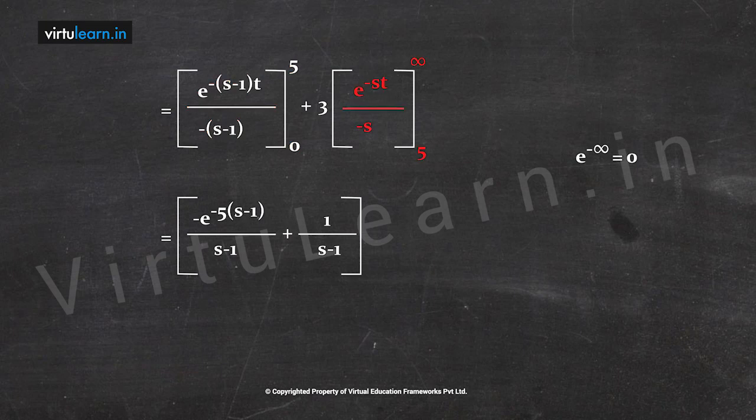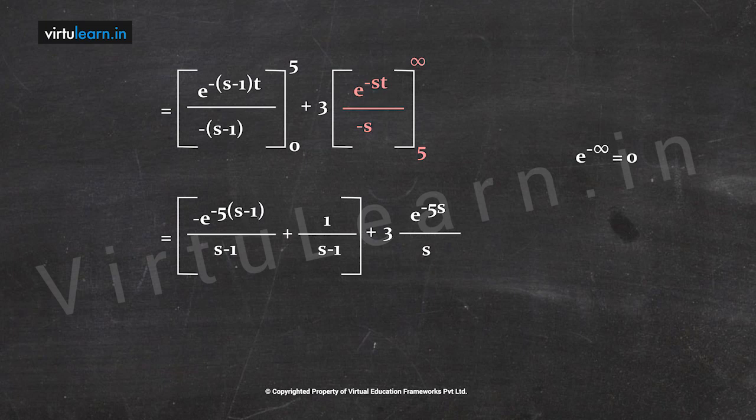For the next one, substituting infinity in place of t, e^(-s·infinity) is 0, because e^(-infinity) is 1 over e^infinity, which is 1 over infinity, that is 0. So only the upper limit, 3e^(-5s)/s, remains: the minus into minus becomes plus. While substituting the lower limit we get a minus, and since a minus is already available, we get e^(-5s)/s.